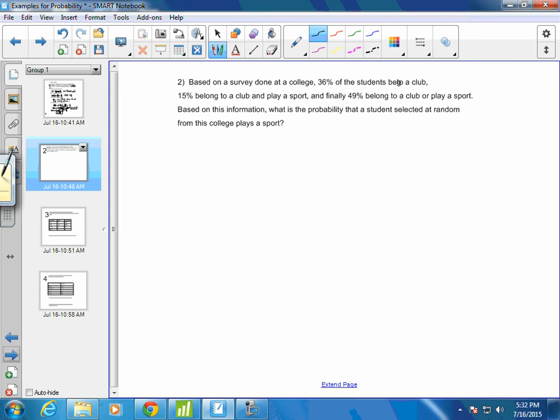Based on a survey done at a college, 36% of students belong to a club, 15% belong to a club and play a sport, and finally 49% belong to a club or play a sport. Based on the information, what's the probability that a student selected at random plays a sport? All right, so let's do this. Let's make club event C and sport event S.